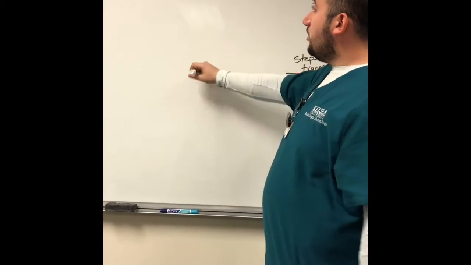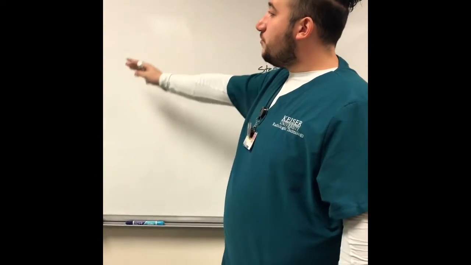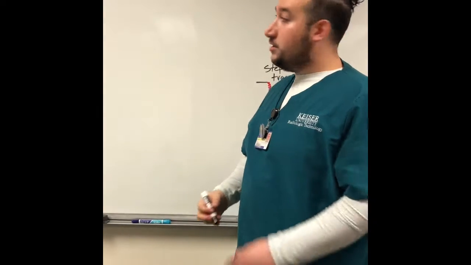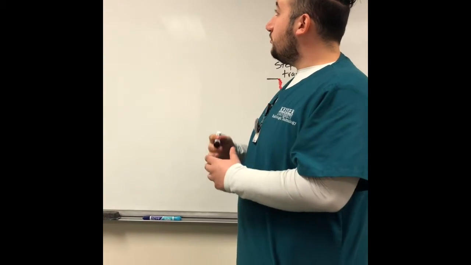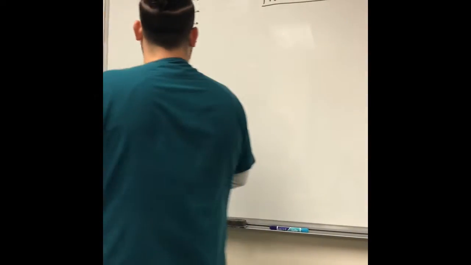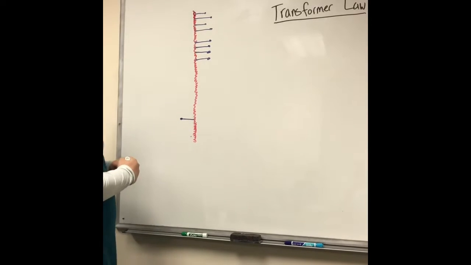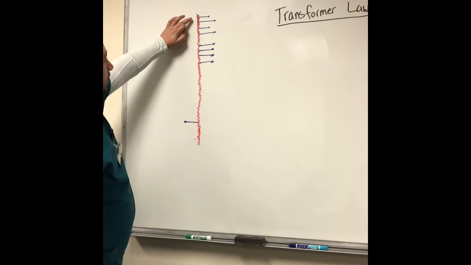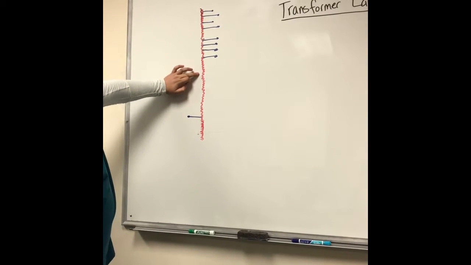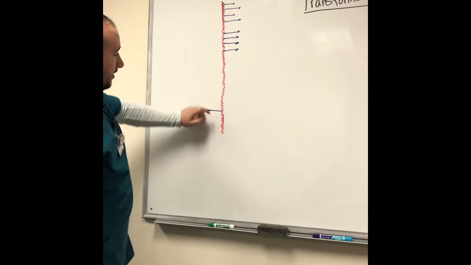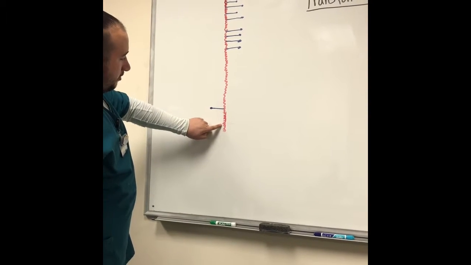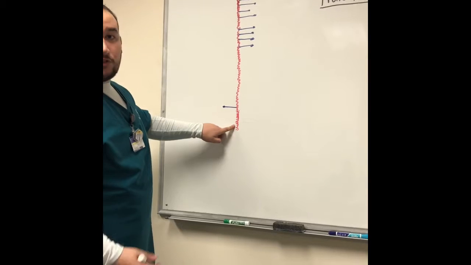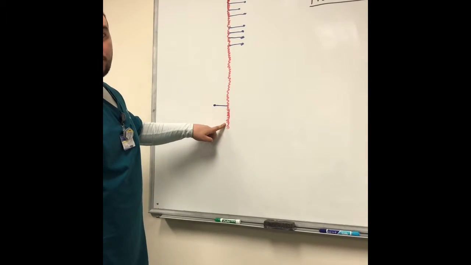So now we're going to talk about the transformer law and get a little bit more in detail with each transformer. First, in order to understand the transformer law, you have to understand what a transformer is made out of. So when we go over to the auto transformer, we have a primary wire or coil, and then a secondary coil, which all transformers have, a primary and secondary coil.